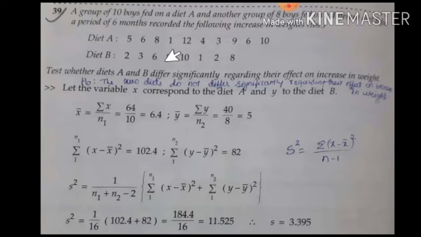In the previous type of problems, we were obtaining the T value based on the mean of the sample and the mean of the population. But here we calculate the T value based on the difference between the means of these two given data.